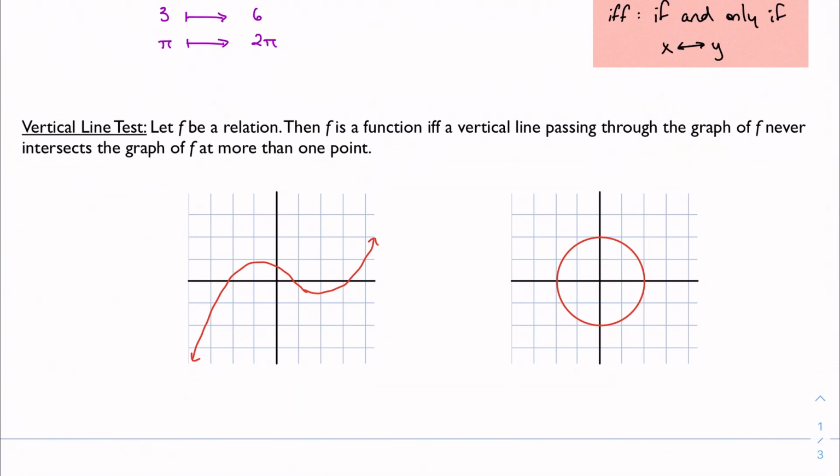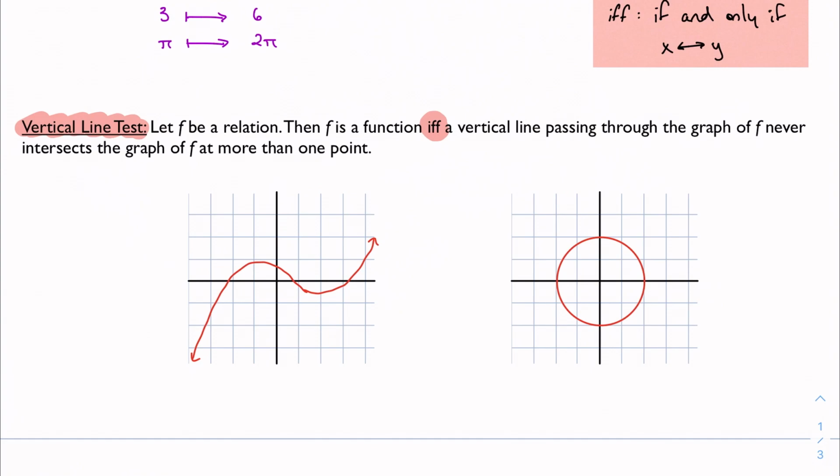So for example, our vertical line test, which is something you've probably seen before. If f is a relation, it's a function if and only if a vertical line passing through the graph of f never intersects the graph of f at more than one point. Right, so here's that if and only if, which means I can read it both ways. If I take a graph and I pass a vertical line through it, and I never cross at more than one point, then it's a function, and vice versa.